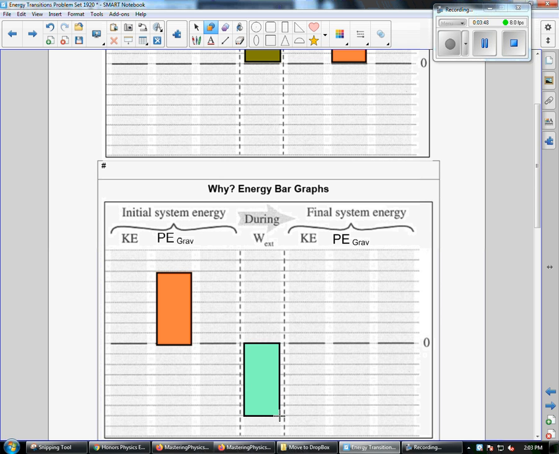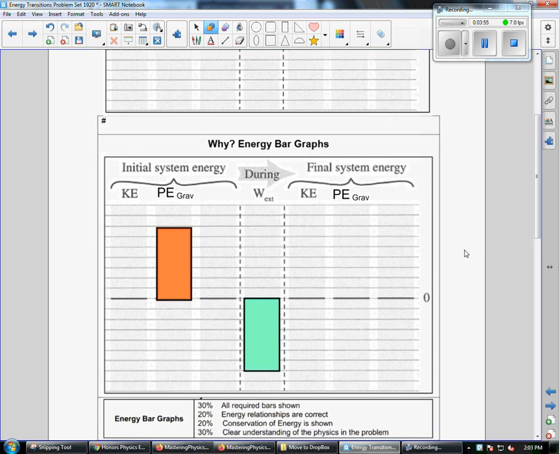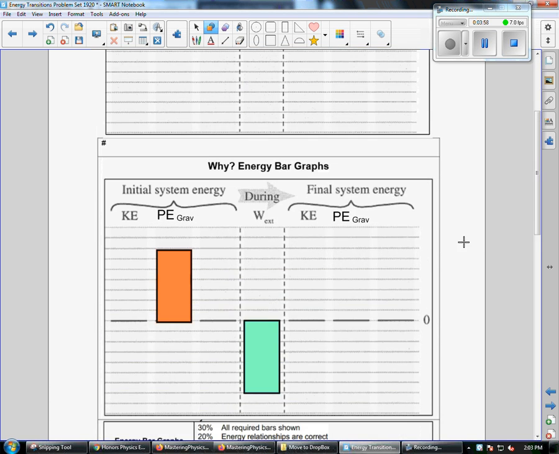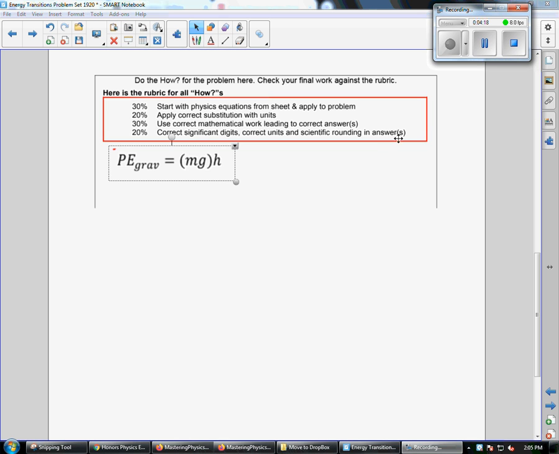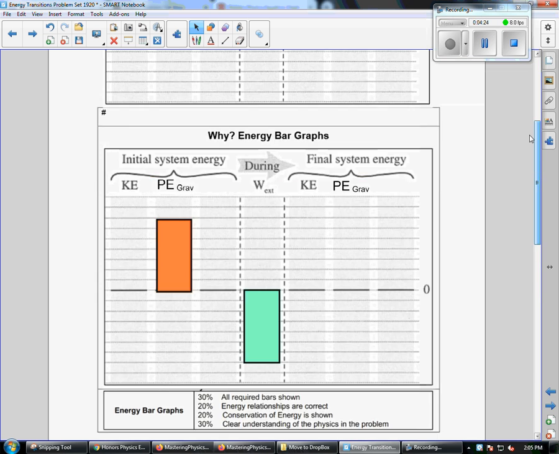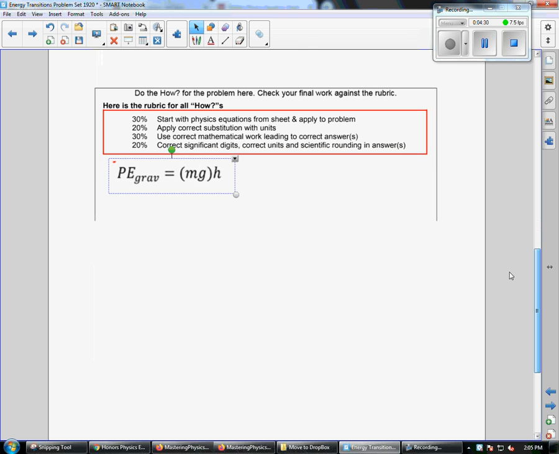1, 2, 3, 7. Yeah. So on the way up, I add energy to the paint can. On the way down, I take energy away from the paint can. Yay! How many people had that? 1, 2, 3. Wait, I don't get it. Why is it 2? Oops. It would have been good if I was recording. PE grav. So I'm going to use my sheets, my graphs, to start my problem.